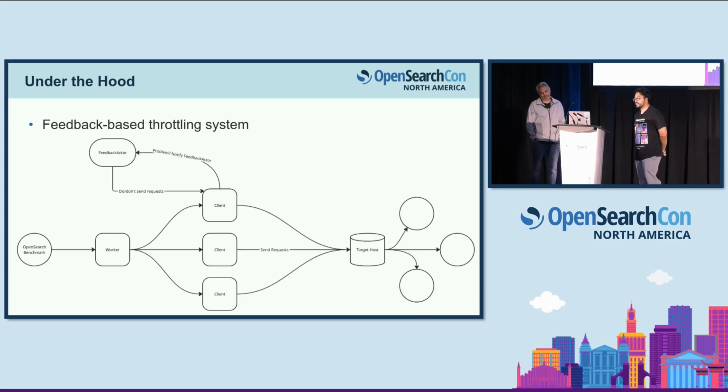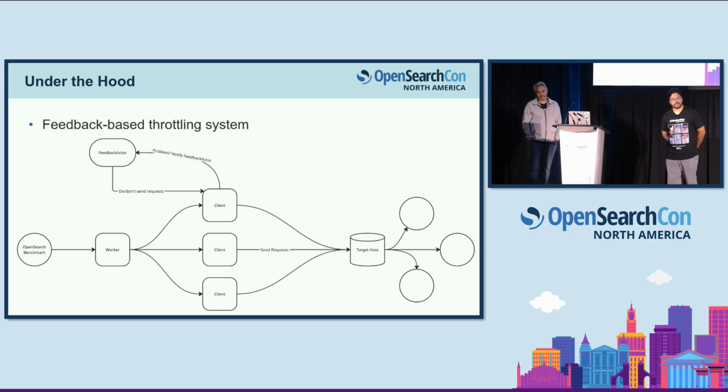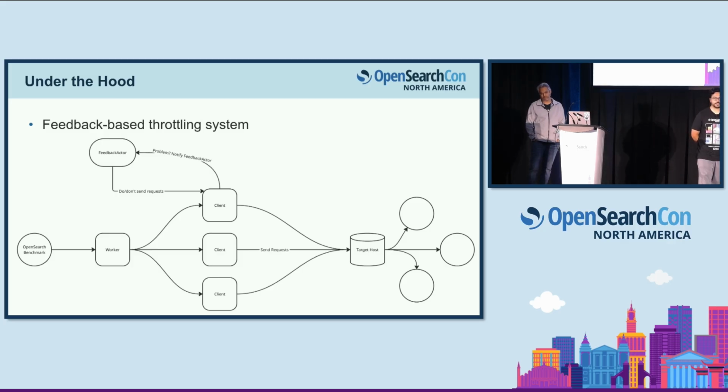That being said, here is a very high-level visual of what redline testing looks like under the hood. On the left, you can see OpenSearch Benchmark. Over on the right, you can see the target host, which represents your OpenSearch cluster. In between, we've got a few different components, one of which is the worker. The worker is one of those actors that I mentioned, and it's responsible for spinning up processes called the clients. Clients are asynchronous processes that are all responsible for sending the individual requests to your cluster during a load test. When we added redline testing to OSB, we added a new actor called the feedback actor.